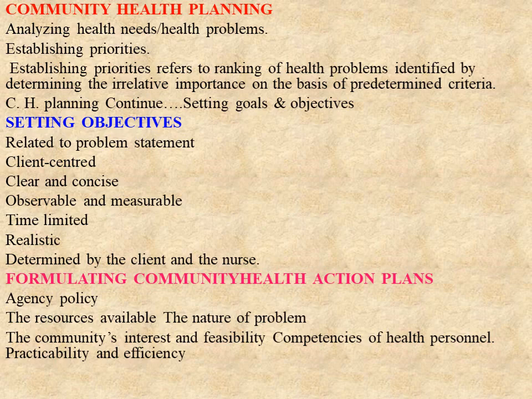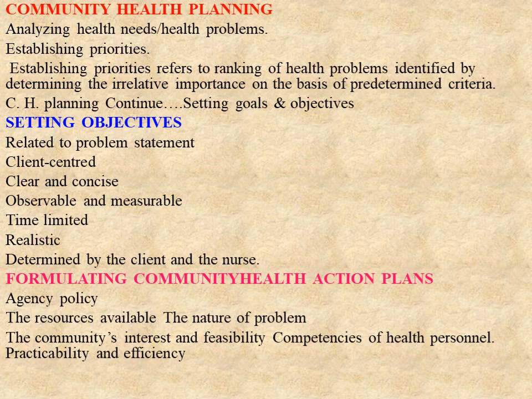Now, community health planning together with identification and analyzing the health needs and health problems, establishing priorities. Establishing priorities refers to ranking of the health problems identified by determining the interrelative importance on the basis of predetermined criteria. Setting goals and objectives related to the problem statement: client-centered, clear and concise, observable and measurable objectives, time-limited objectives, realistic objectives, and determined by the client and the nurse.